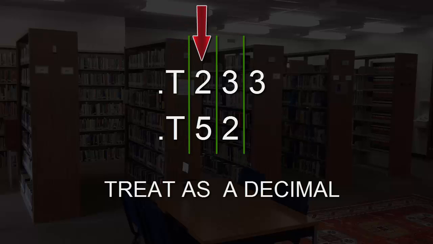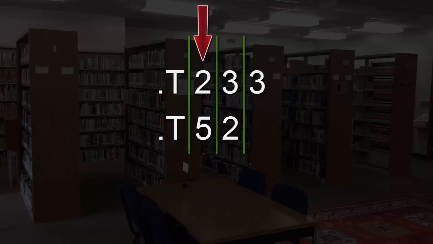With decimals, you read it by column. The T's are the same, but the 2 will come before the 5 in the first number.